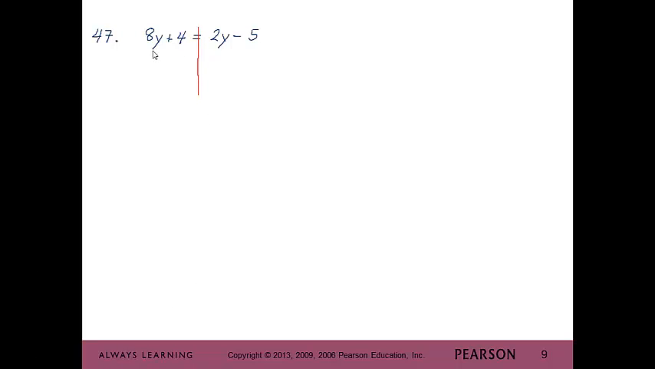Remember, it does not matter which one you move. So just to prove that, let me move the 8y. So I'm going to move the 8y by subtracting 8y on both sides. And now I have 4 equals negative 6y minus 5.